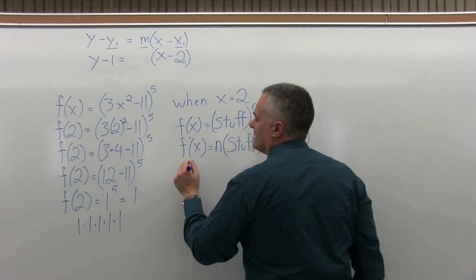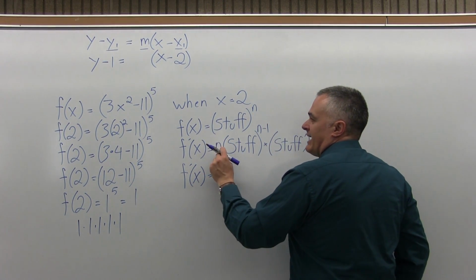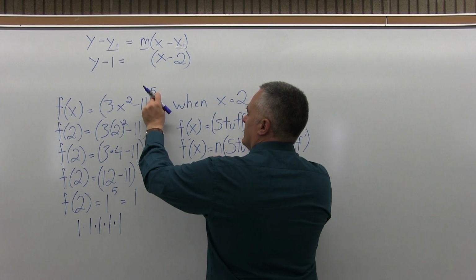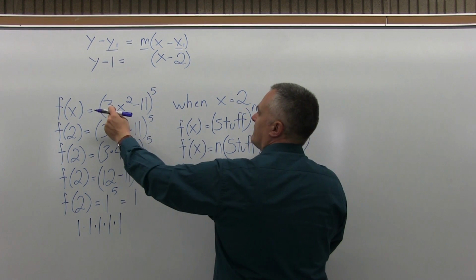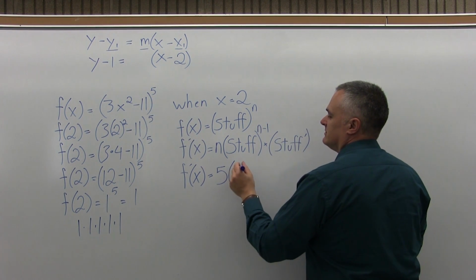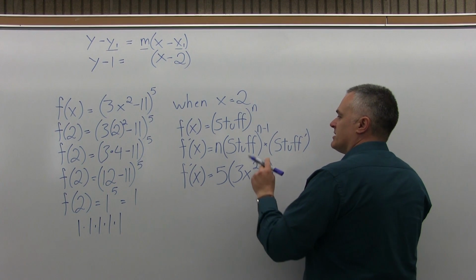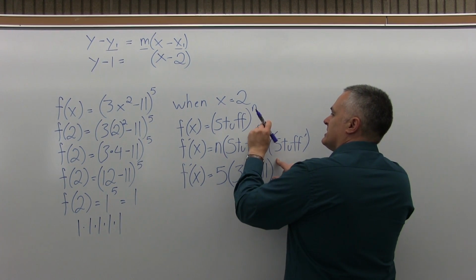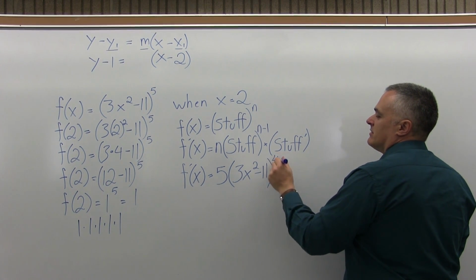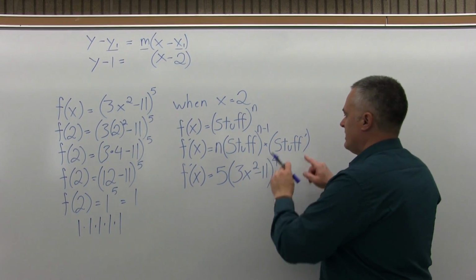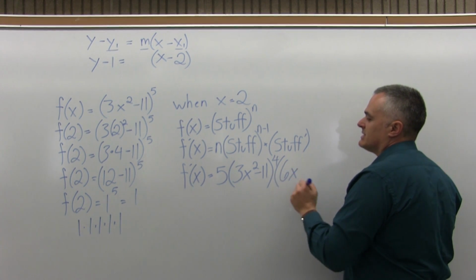So, for this particular function, f of x equals, the n that I'm going to bring down in front is 5. And I have some parentheses. The stuff is 3x squared minus 11. Close those parentheses. The exponent on the parentheses, n minus 1, this 5 is n. 5 minus 1, my new exponent's a 4. Then times stuff prime. The stuff prime will just be 6x.